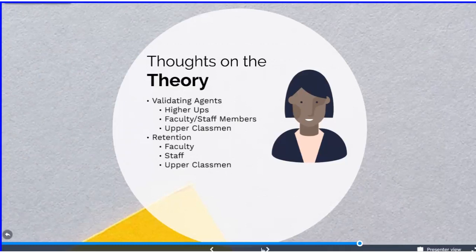So those are my thoughts and my type of proposal that I'm looking at when using this theory, and my goal is to make sure that I find some supporting documents on how this theory can be applied even outside of the first year students, but how can this be applied to faculty and staff? Because validation is just as important to faculty and staff as it is to the freshmen, and same thing with the upperclassmen as well.